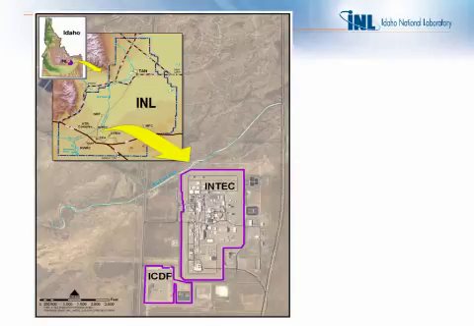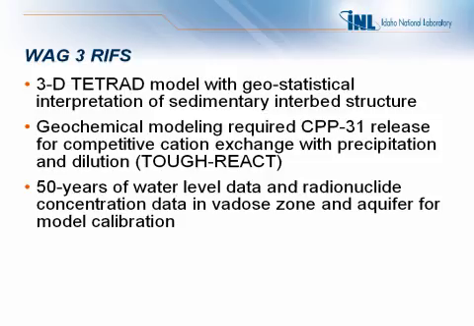So the WAG-3 RI/FS had a 3D TETRAD model with geostatistical interpretation of the sedimentary interbed structure, and the detailed part of that was probably the geochemical modeling required for the CPP-31 release. And TOUGHREACT was used there. And they also had 50 years of water level data to compare to and calibrate with.